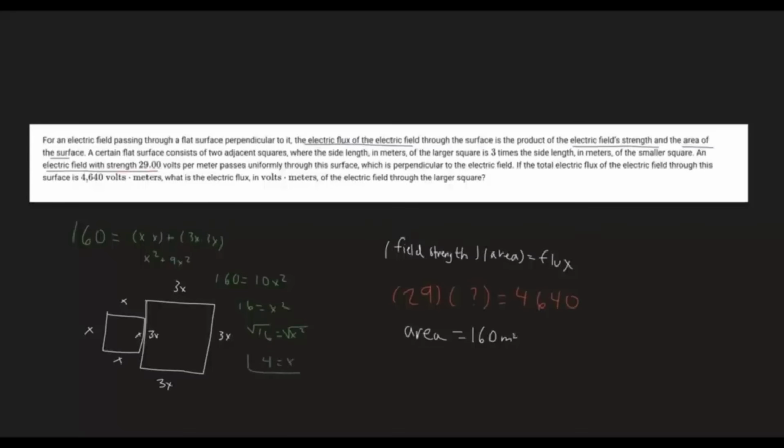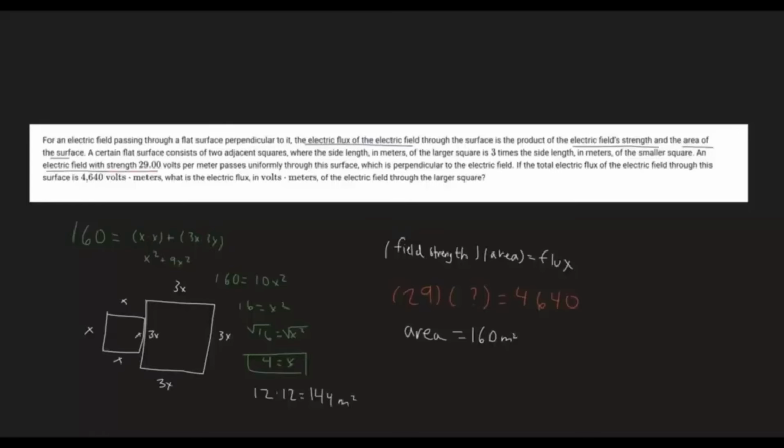So we found the value of x, and that's helpful because now we can just plug in a value of 4 for x for the side length. Up here we have 3x, so now we have 3 times 4, so we know the side length is 12, so 12 times 12. So we're finding the area of the larger square. The total area there is 144 meters squared.